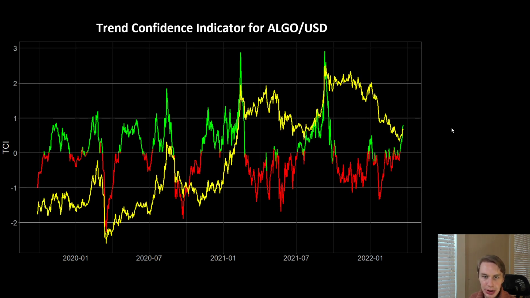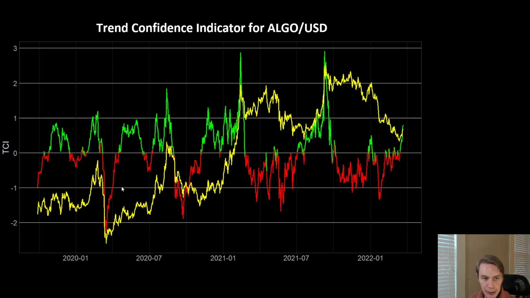Another model I want to consult is our trend confidence indicator. This is another machine learning based algorithmic model that we have here on the channel. And this is not a risk indicator. This is designed to assess basically how confident we can be in the current trend. So the idea is that 0 is kind of this key level, and when we're above 0, that's bullish. When we're below, that's bearish.